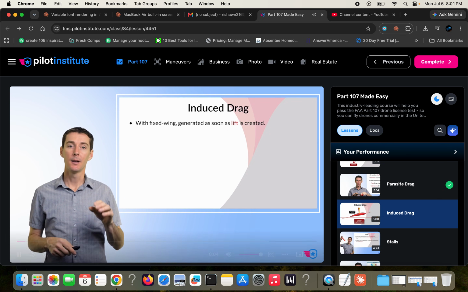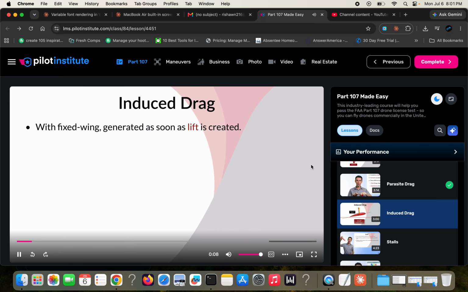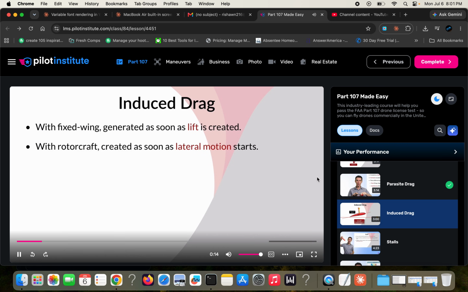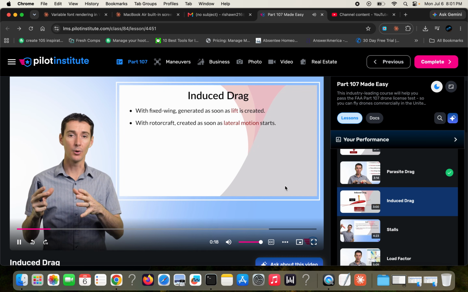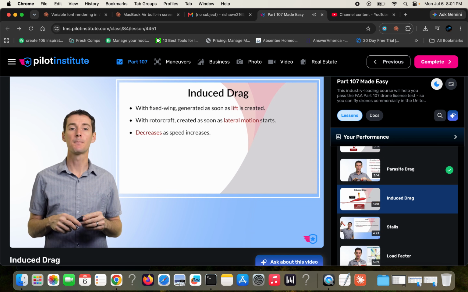Lift-induced drag, in this case for fixed-wing aircraft, is going to be generated as soon as lift is created. For rotorcraft, it's a little bit different. It's as soon as we start having lateral motion.